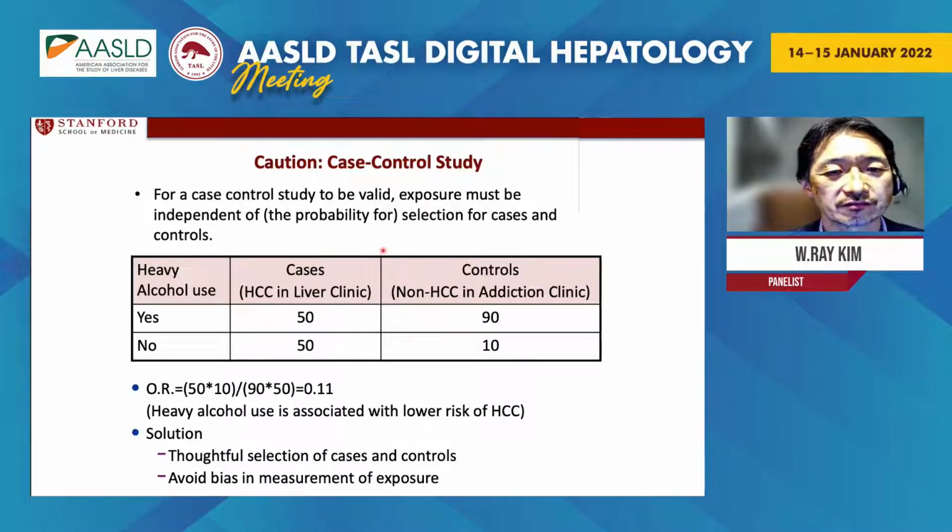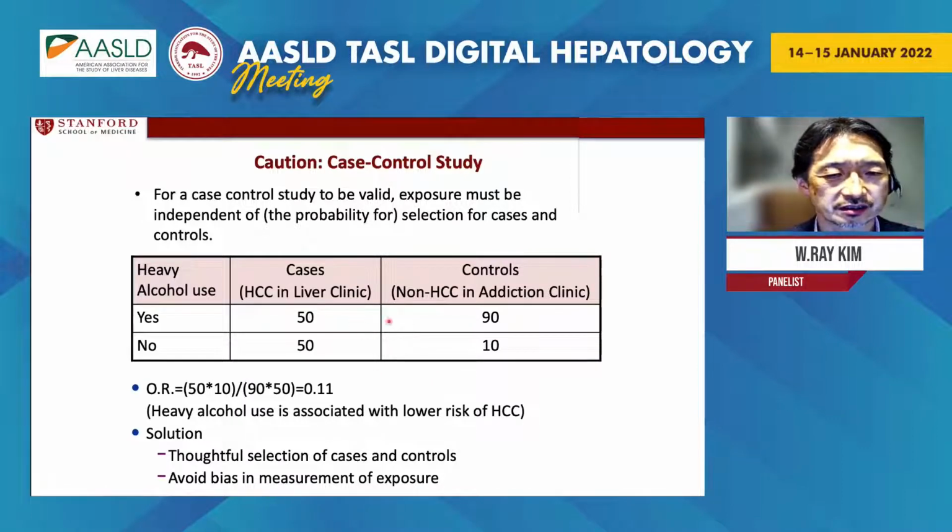It needs to be random with regard to the exposure. So take Jorge Marulo's study, let's say on heavy alcohol use. Cases were picked from a liver clinic that has HCC. And then controls, let's say they were confused, and they collected non-HCC cases in an alcohol addiction clinic, where most people would have heavy alcohol use, but very few people would have HCC.